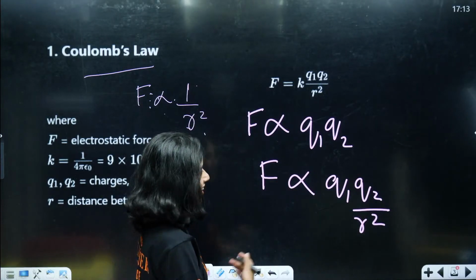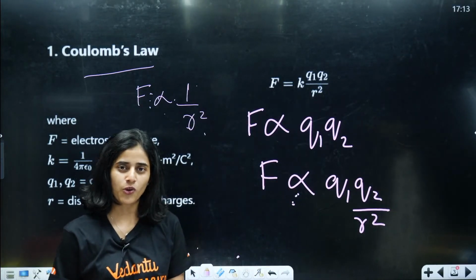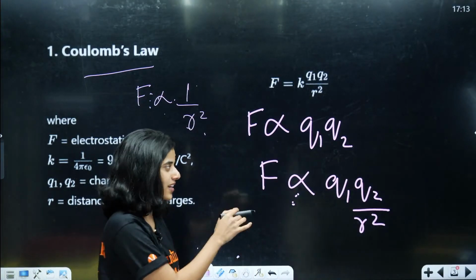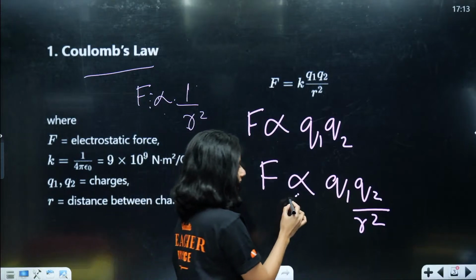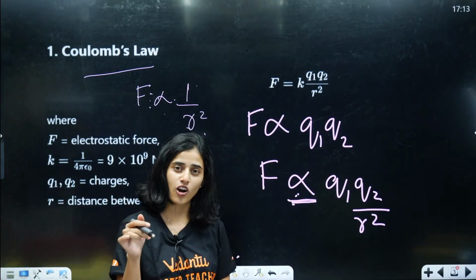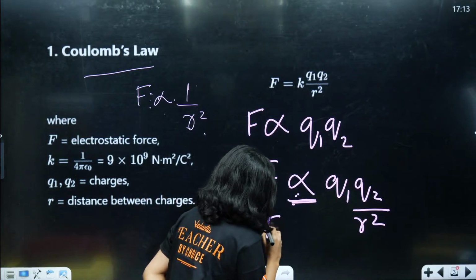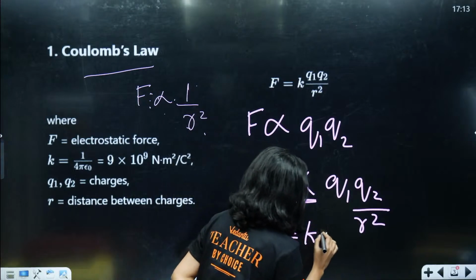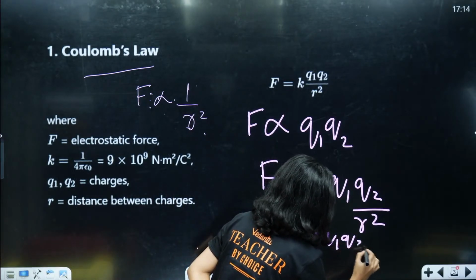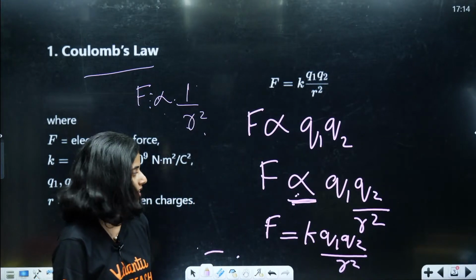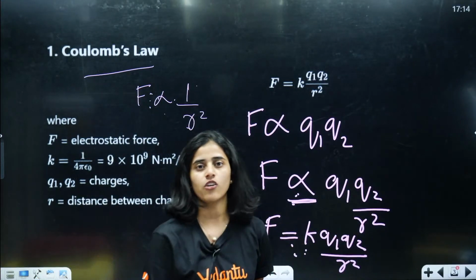Now, I can't do mathematics or problems with proportionality. I always need an equal to. So to put an equal to, I'll replace this proportionality with an equal to along with a constant. Let's say the constant is K. So the formula becomes F equals K q1 q2 divided by r square. This is Coulomb's law.